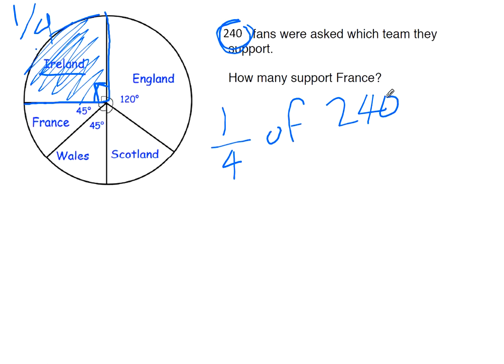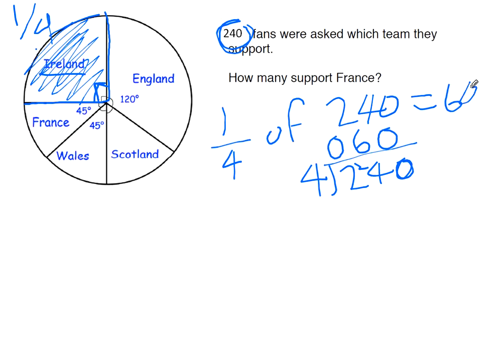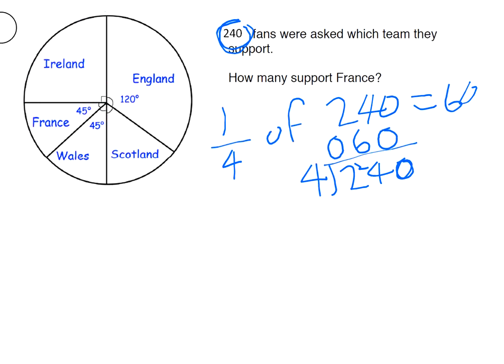Now finding a quarter of 240, you can half the 240 and then half it again, or you could do 240 divided by 4. 4 into 2 doesn't go. Stick a 0 there to say you can't do it, and then carry that 2 across. 4 into 24 goes 6 times, no remainder. 4 into 0 doesn't go, so stick a 0. That's 60. So Ireland is 60.